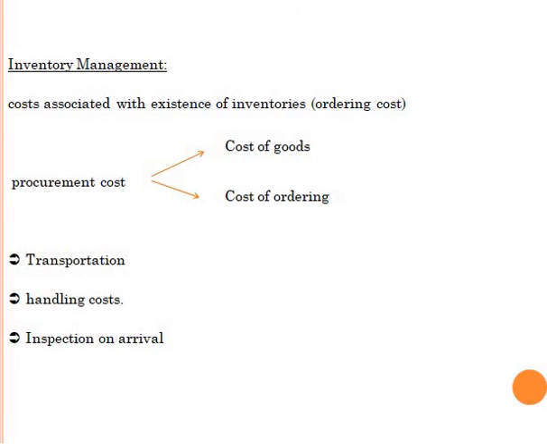Why? Because you will have to pay for the transportation, for the trucks that will get those raw material into your warehouse, the handling costs after the trucks have arrived, who will get the items out of the trucks into the inventory, so you'll have to pay for handling costs. Also, you might do some inspection on arrival, so you might get the quality control engineer to go and check the goods, are they acceptable or not. So this is a cost. So each time you make an order, you will have to pay these costs.